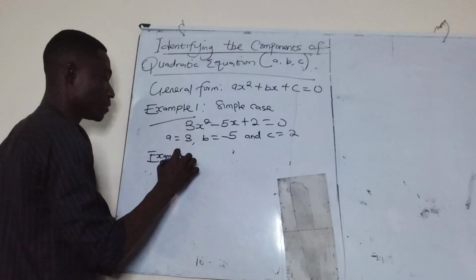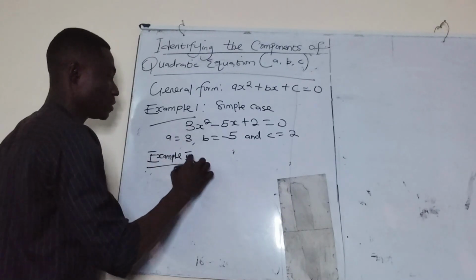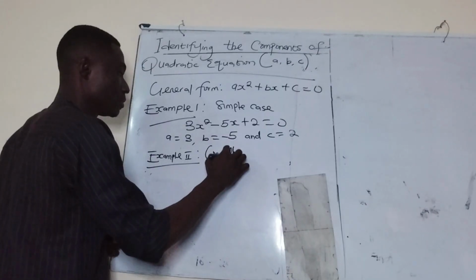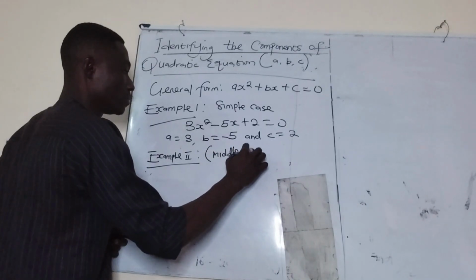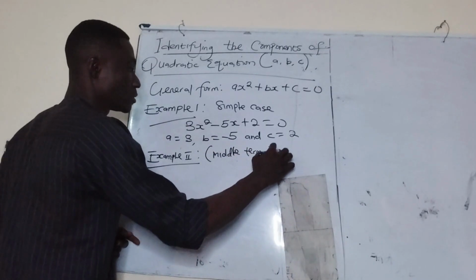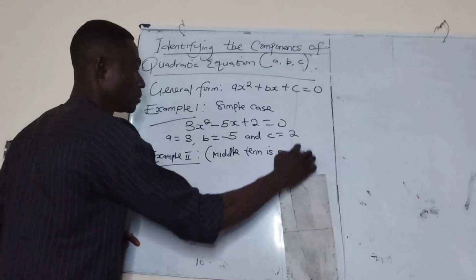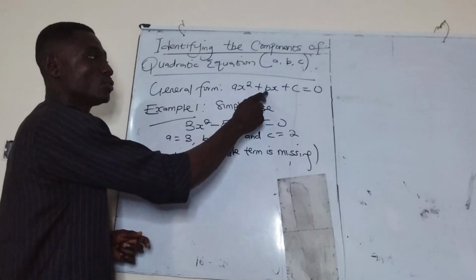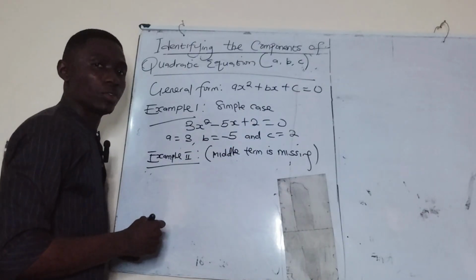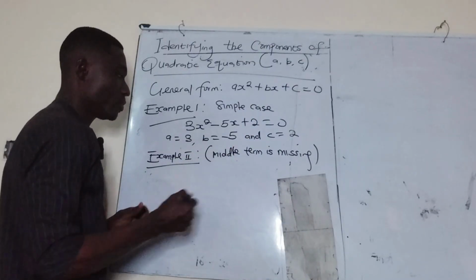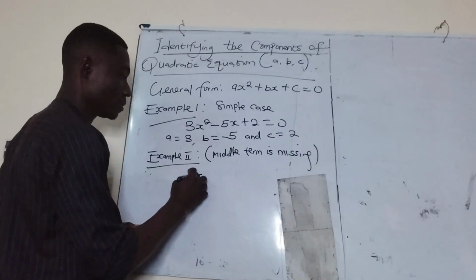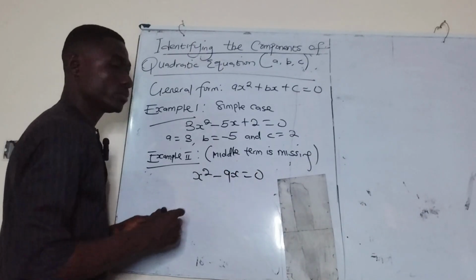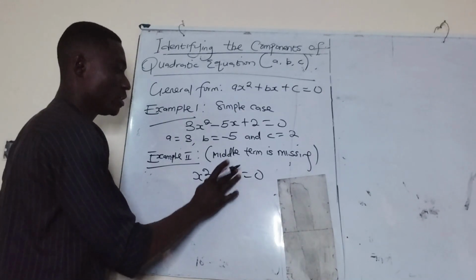Let's consider example 2, a case where the middle term is missing. When we talk about the middle term, we are simply referring to the component called B. That's the coefficient of x. So say you're given something as x squared minus 9 equal to 0.